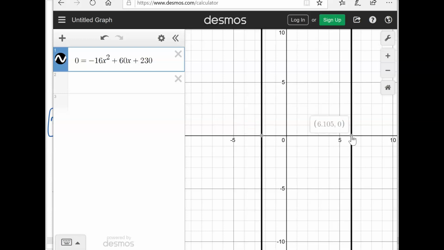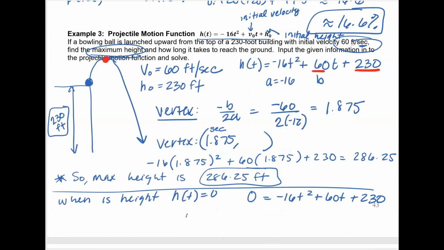You have to choose. Now keep in mind that the x value represents seconds, time, so it doesn't make sense to have a negative time. So I'm actually just going to ignore that one. And my answer is going to be 6.105 seconds.